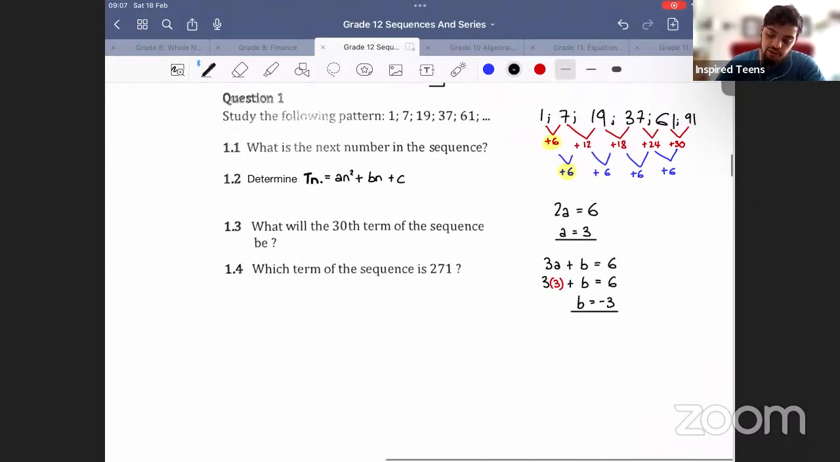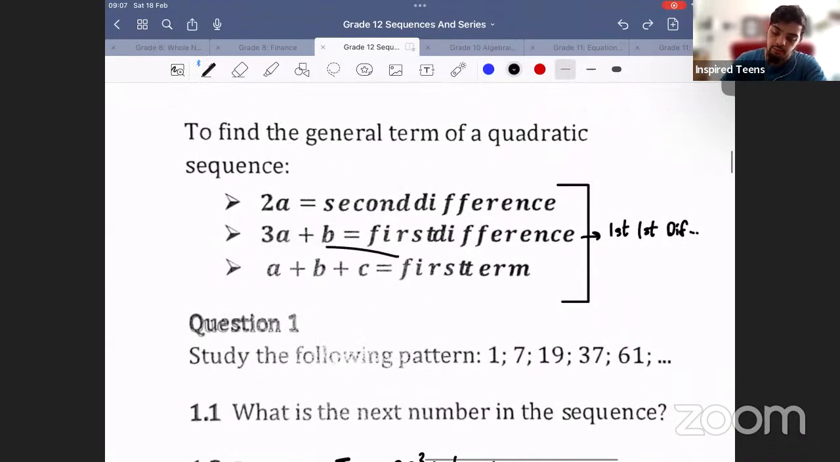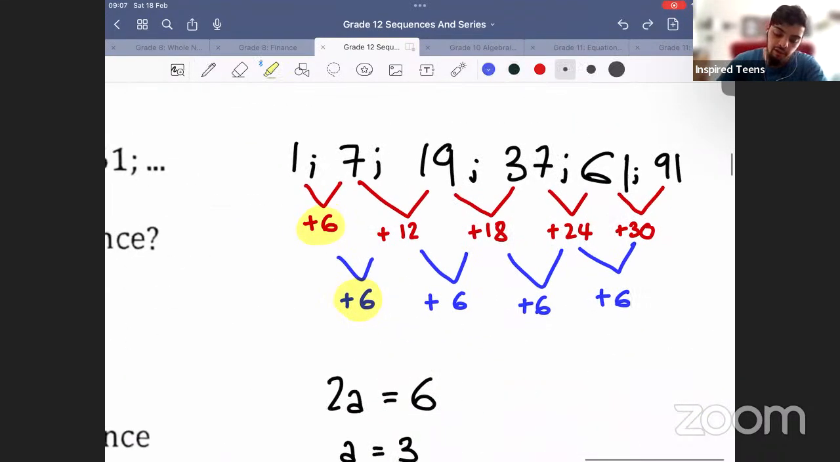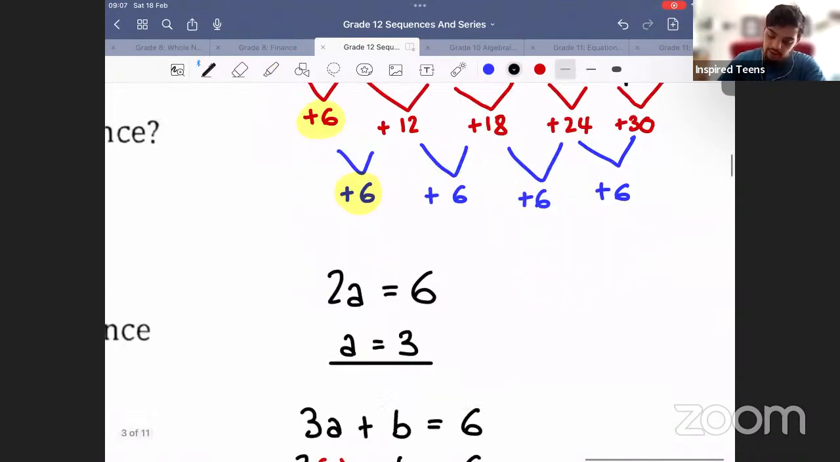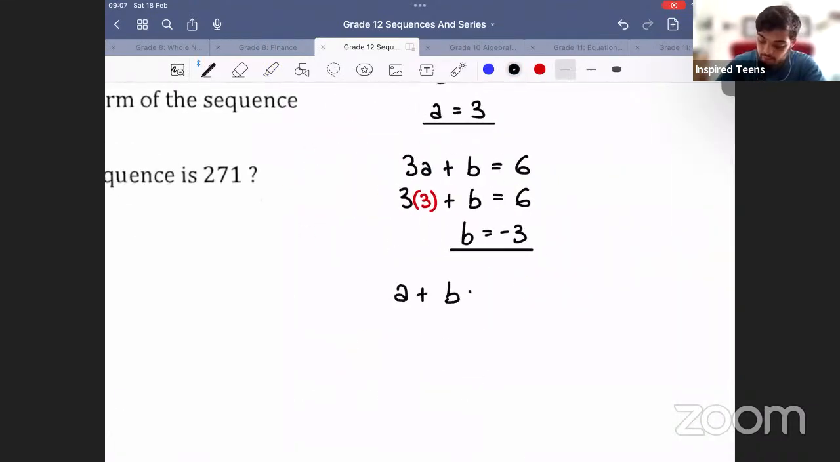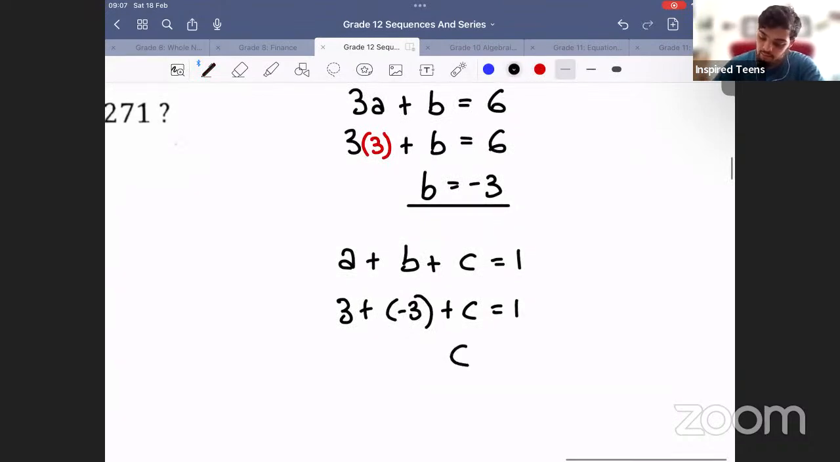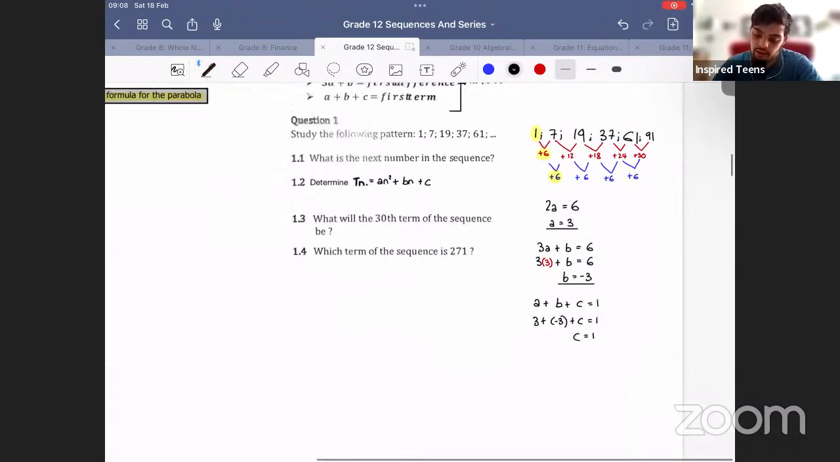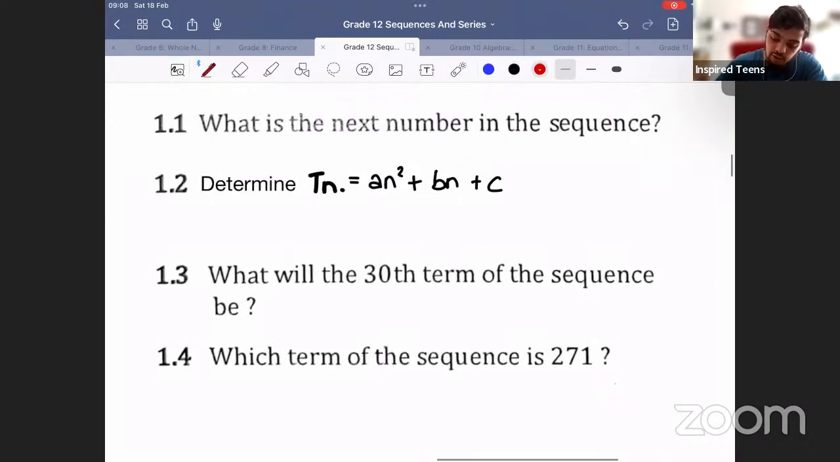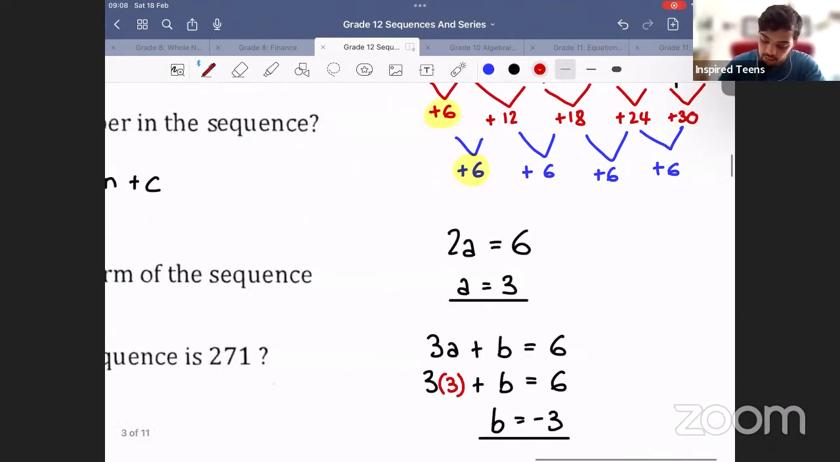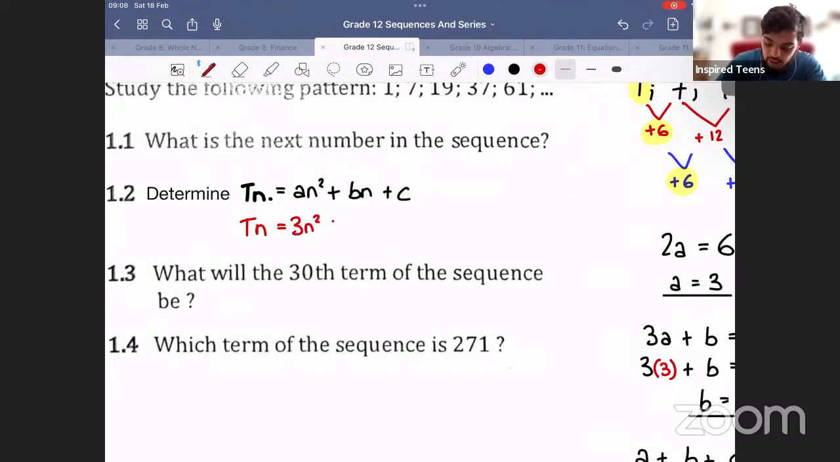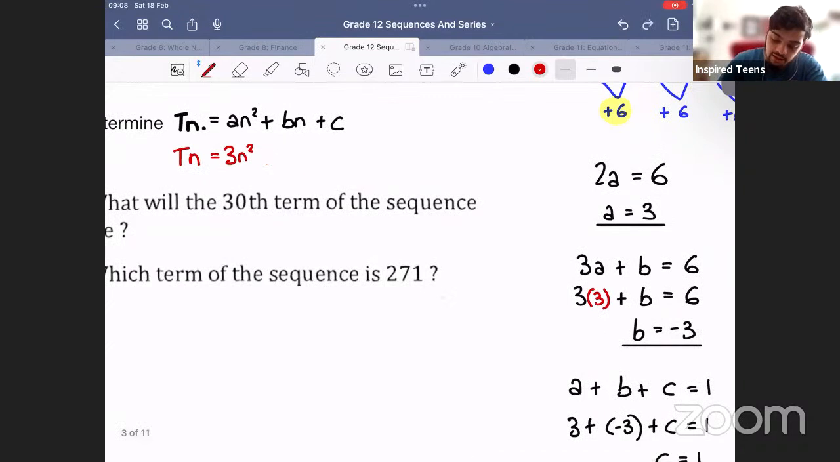Then finally, let us solve for c. How do we solve for c? Using the last one, a plus b plus c is equal to the first term. My first term is 1. So I'm going to say a plus b plus c is equal to 1. A I solved as 3, b I solved as negative 3, so c is equal to 1. Okay, so that's basically how we solve for a, b, and c. We've now solved for Tn, because Tn is equal to 3n squared, b is negative 3, so it becomes minus 3n, c is 1, so plus 1.